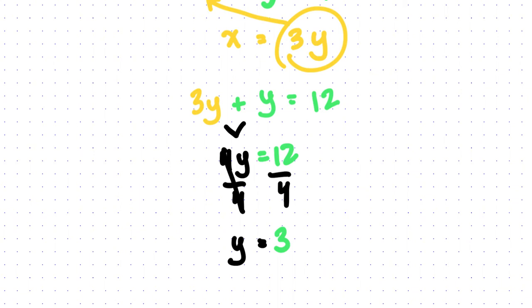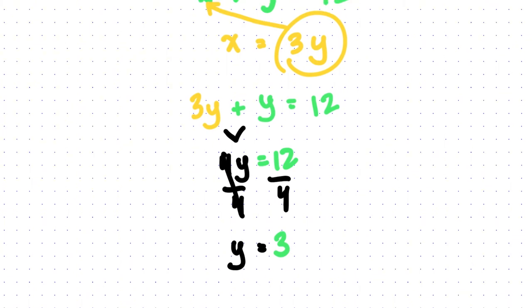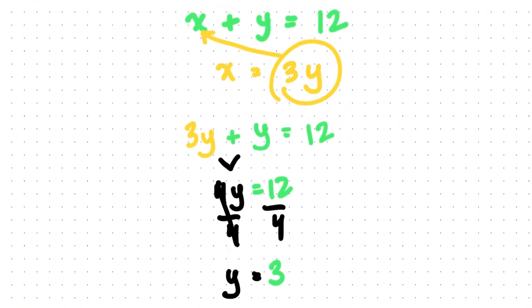And just like the equal values method, we're going to take this 3 and evaluate it back into one of the previous equations. It could be x is equal to 3 times y, or x plus y is equal to 12. Now again, you can choose either, but I prefer using the one with the smallest numbers, or the least amount of work. So in this case, I'm going to take this y equals 3, and we're going to replace it here into this y.